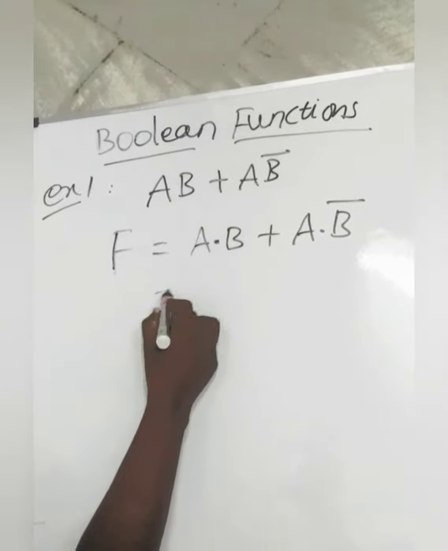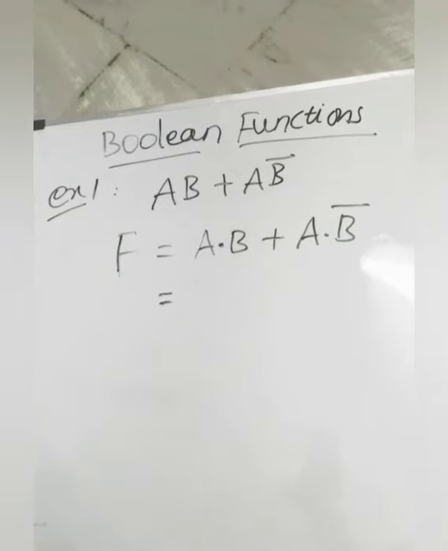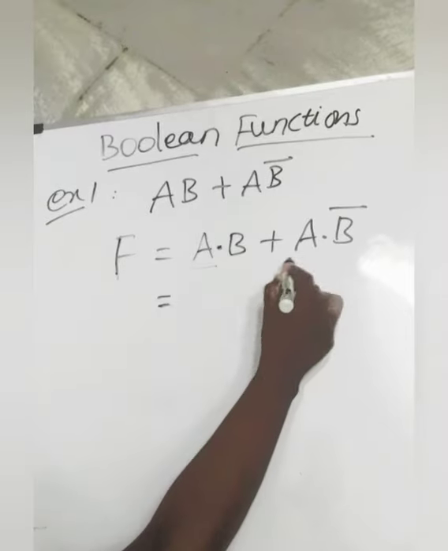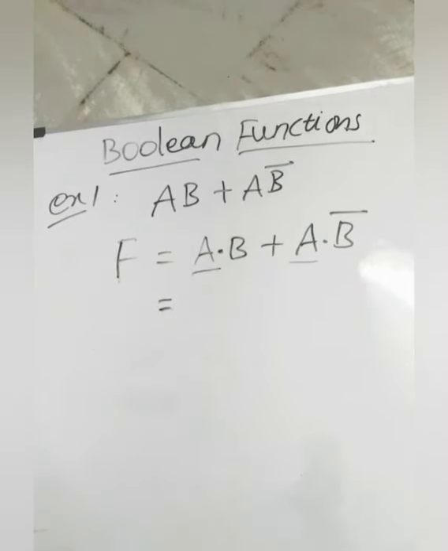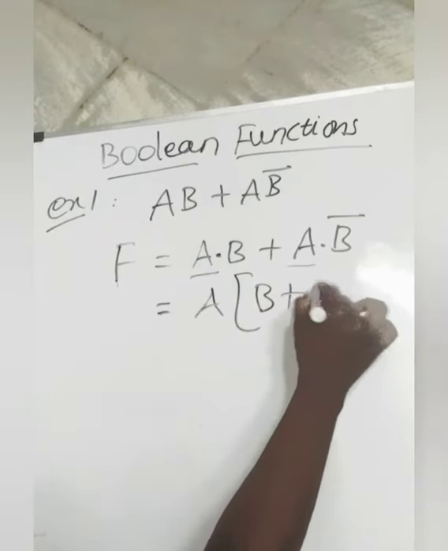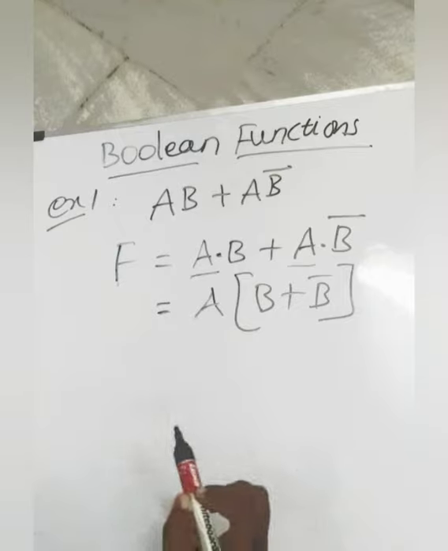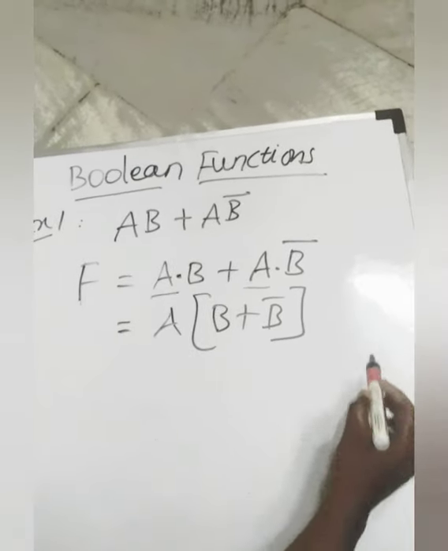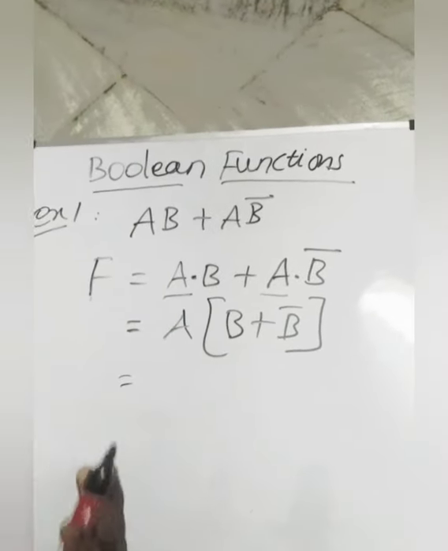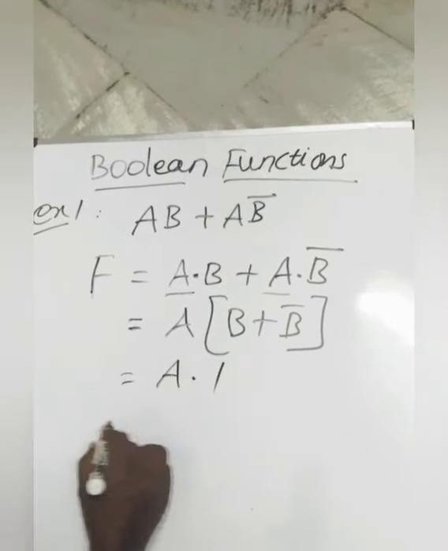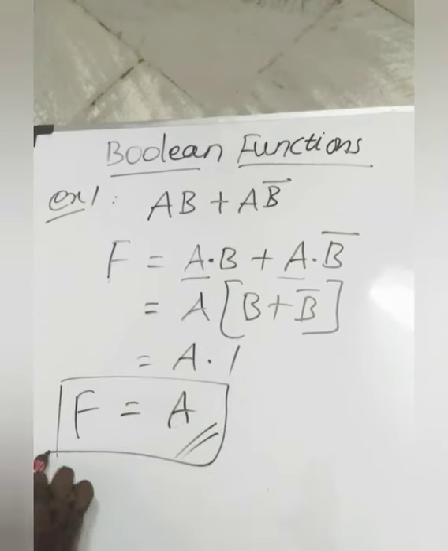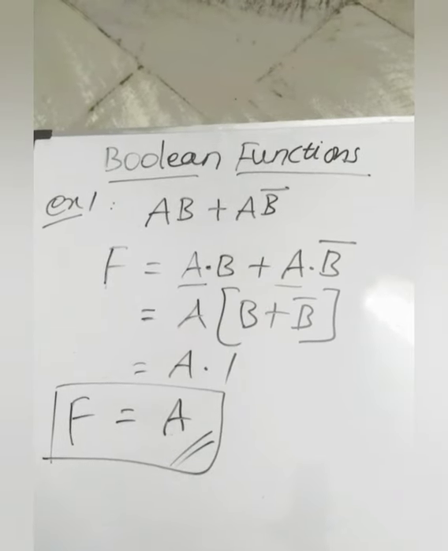Okay, so we have to simplify this expression by applying the OR rule. So what can we do? See, take this A as a common variable. Okay, so B plus B bar. Here we know that B plus B bar is nothing but 1. Just refer to the OR rules. So A dot 1, finally F is equal to A. This is your simplified Boolean function.